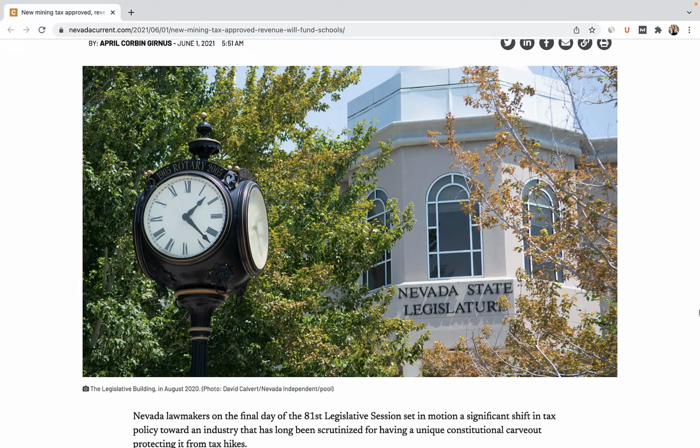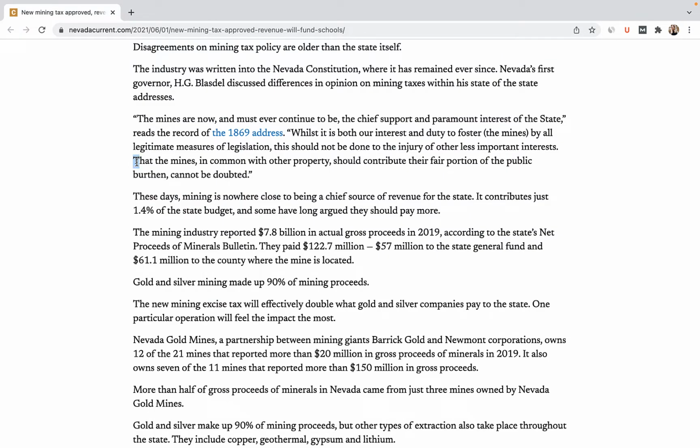Though the legislation is not as extensive as Jan may have hoped for, it's still seen by many as a major win. As Nevada's first governor said, that the mines should contribute their fair portion of the public burden cannot be doubted. And now Nevada is a step closer to ensuring this is the case.